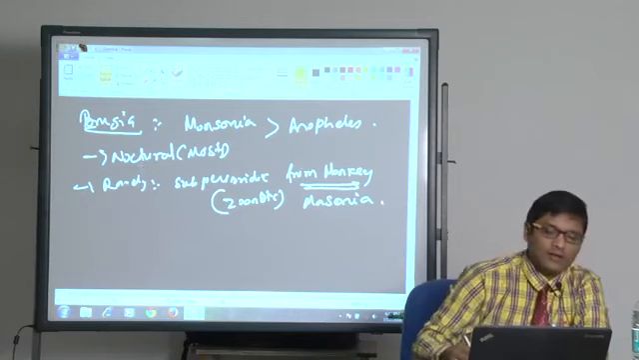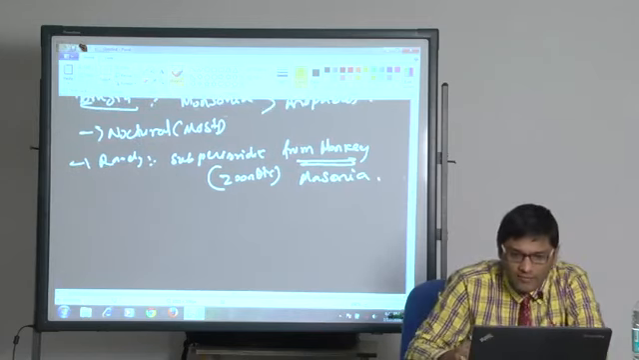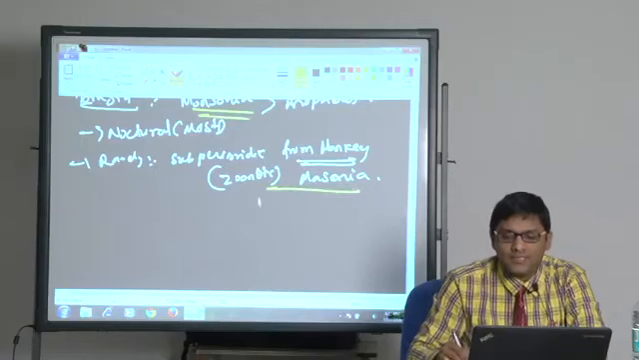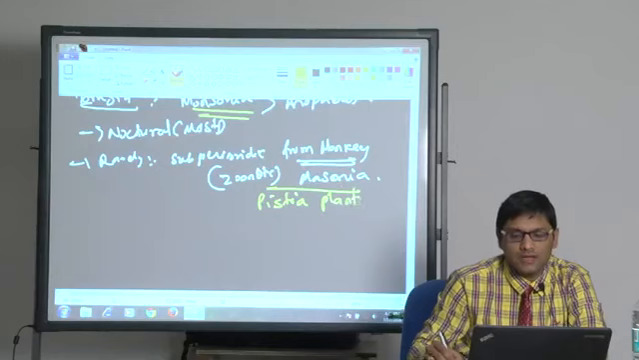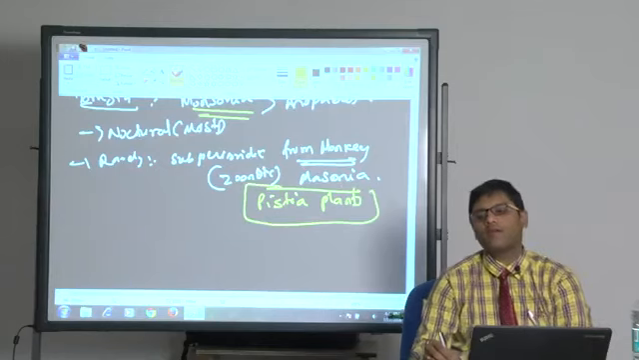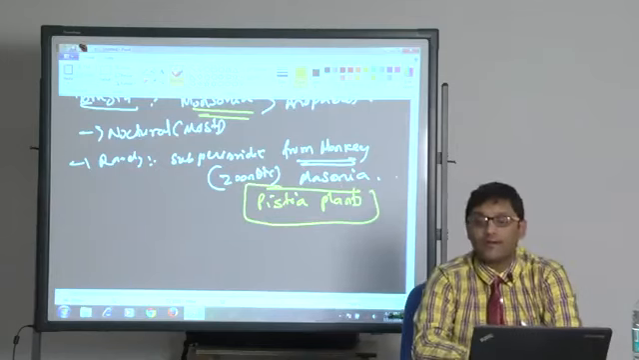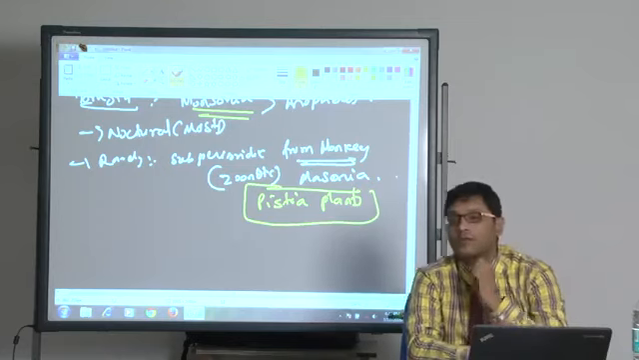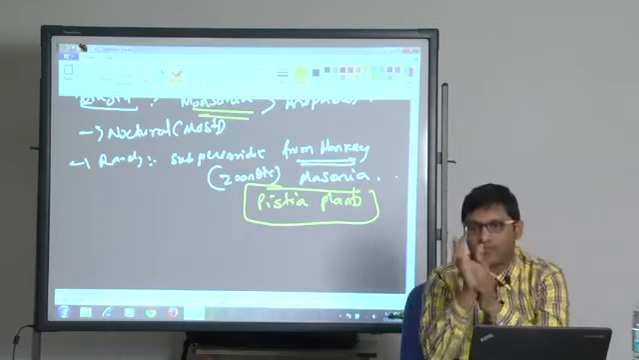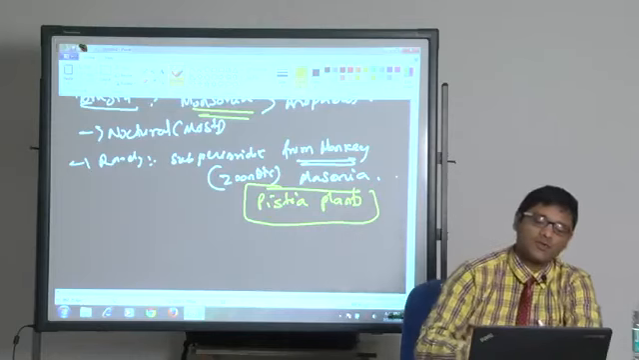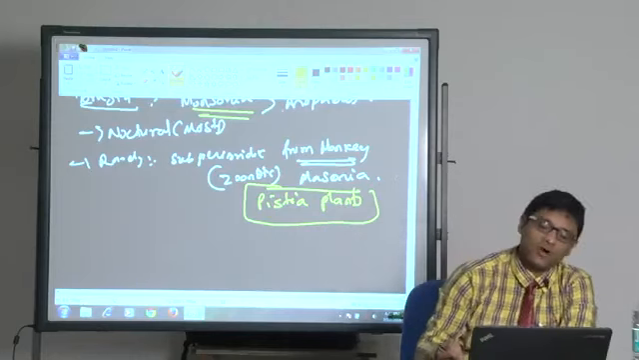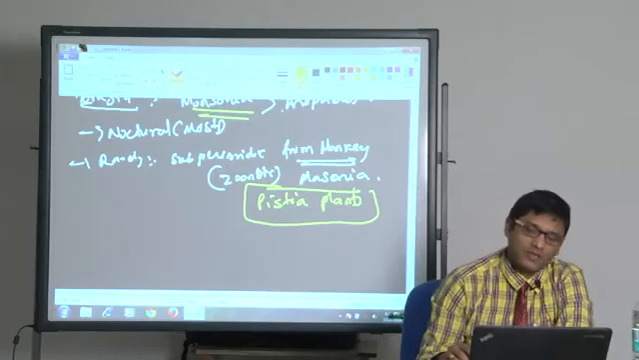And don't forget that for the survival of Mansonia, Pistia plants are important. So in the filariasis eradication program, removal of Pistia plant is one of the strategies, because they are important for the survival of the Mansonia vector.